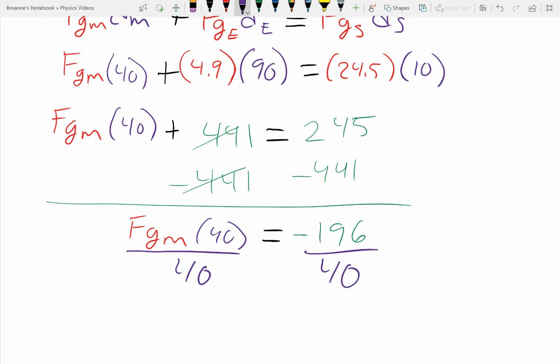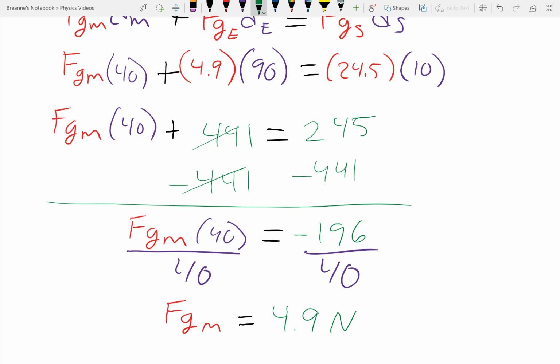And so then you divide by your 40, and you get that your force of gravity of the meter stick equals 4.9 newtons.